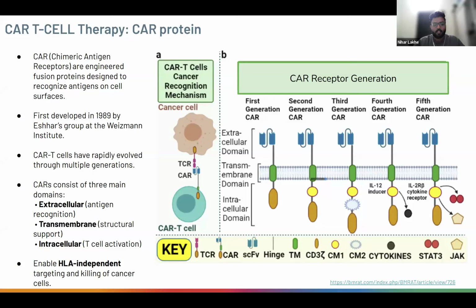CAR T cells have rapidly evolved through multiple generations, as you can see in figure B. But before we go into different generations, I'd also like to talk about the CAR protein structure. So the CAR protein consists of three main domains. First being the extracellular domain that helps in antigen recognition. Next, a transmembrane domain that helps in structural support. Lastly, an intracellular domain is an important domain that helps in T cell activation. One of the important features of CAR T cell is that it helps to kill and target the cancer cells without utilizing the HLA.